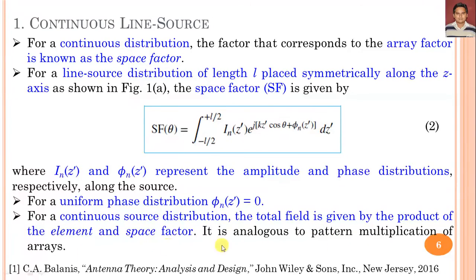This analysis we have also discussed in antenna arrays, and we can say that during the array synthesis, the total field is the multiplication of the individual antenna element field and the space factor that we have calculated in equation 2. And this is the multiplication property of the arrays.